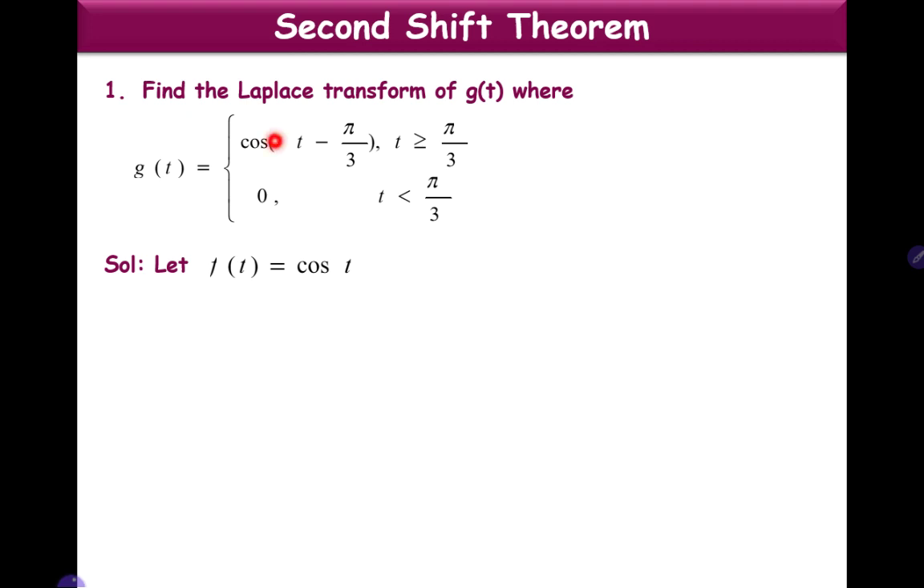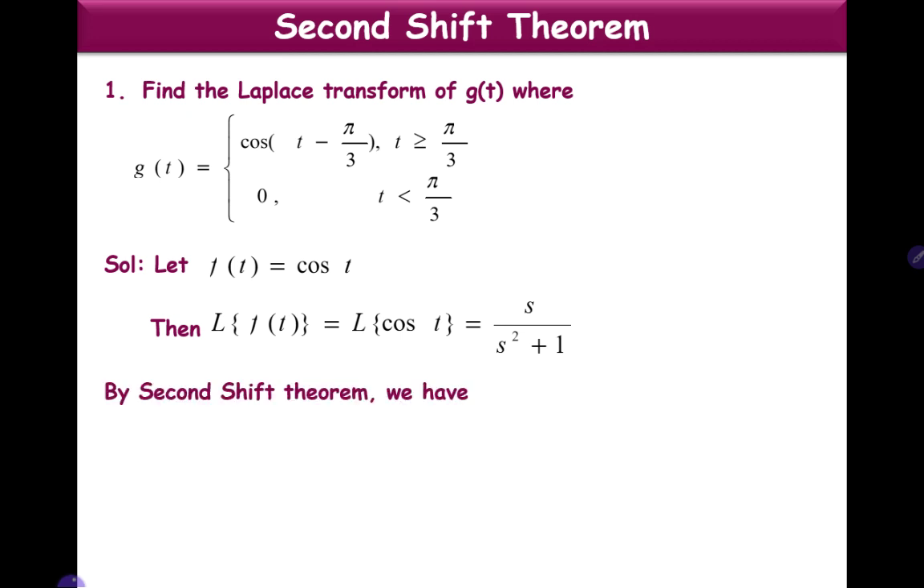Here we have cos of t minus pi by 3. Compare this with f of t minus a. So in place of a we have pi by 3 and in place of f of t we have cos t. So first we identify what is f of t. In this case f of t is cos t. Now first let us find what is the Laplace transform of f of t, that is Laplace of cos t, which is s by s square plus 1.